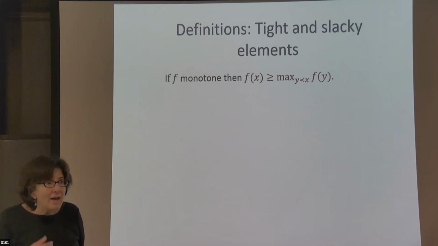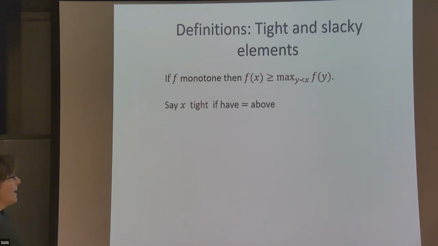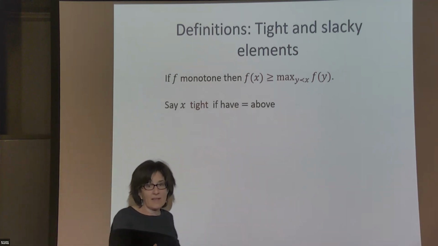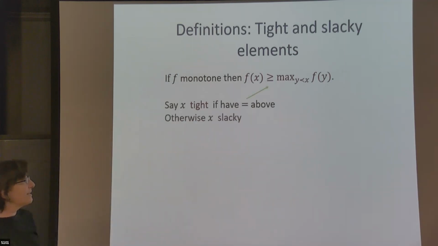Now, if I'm exactly the weight of my largest child, then I'm tight. So if I'm equal to my maximum child, then call me tight. But if I actually made a jump over my kids, I have to be at least their max size, but I actually am bigger. So if I made a jump, then I'm slack.